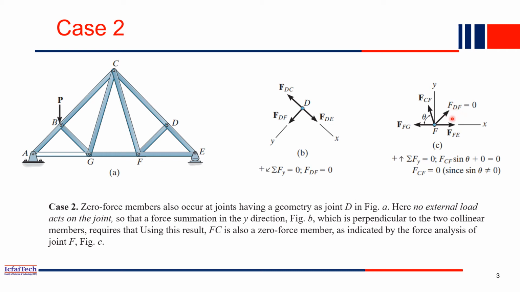FDF is anyway 0. So FCF, which has a sine component, is there. So only a single force is acting on this joint vertically. That is the FCF sine component, FCF sine theta, which is equal to 0. That means FCF must be equal to 0. So FCF is also 0. Just by looking at the geometry of the truss, we can identify that a few members are actually zero force members.